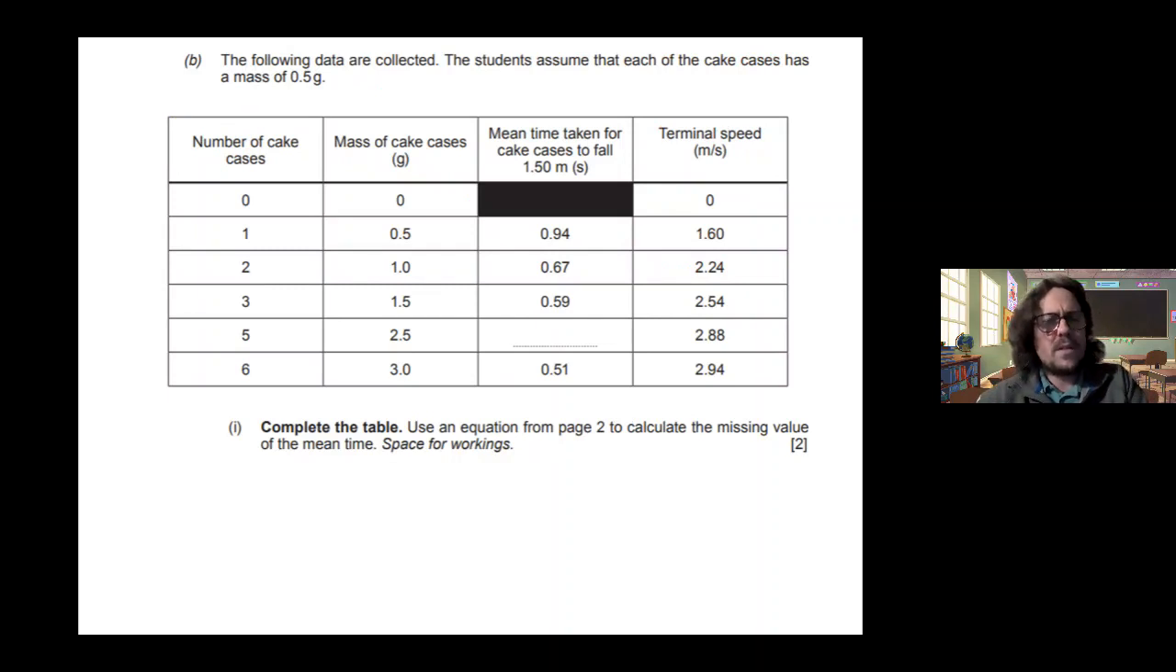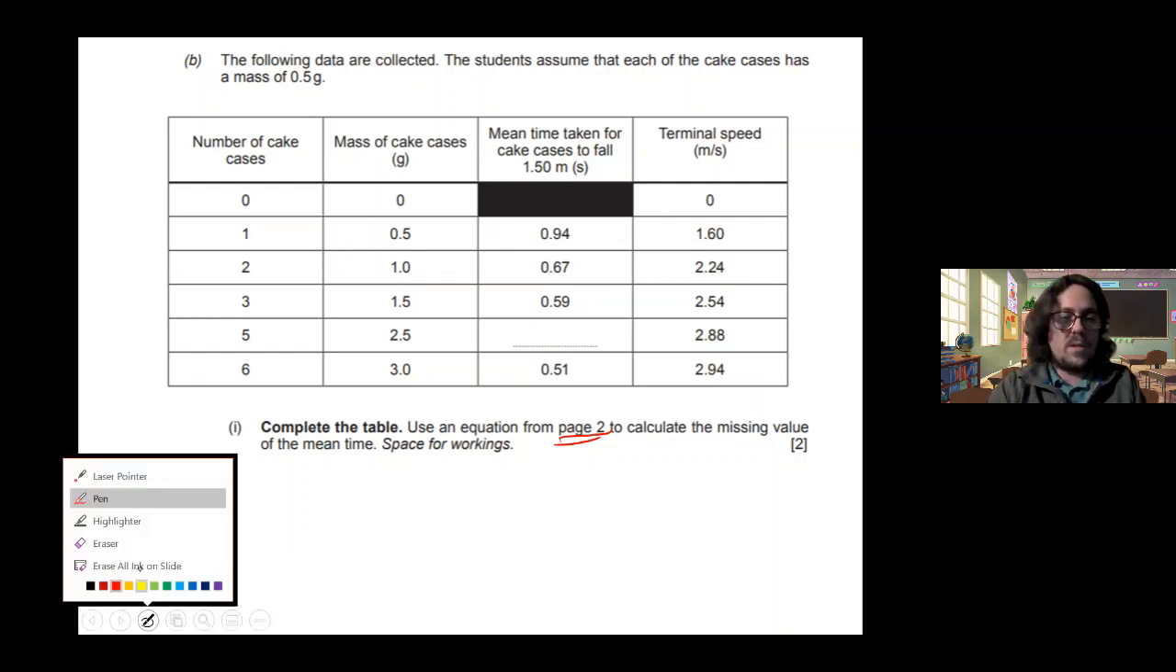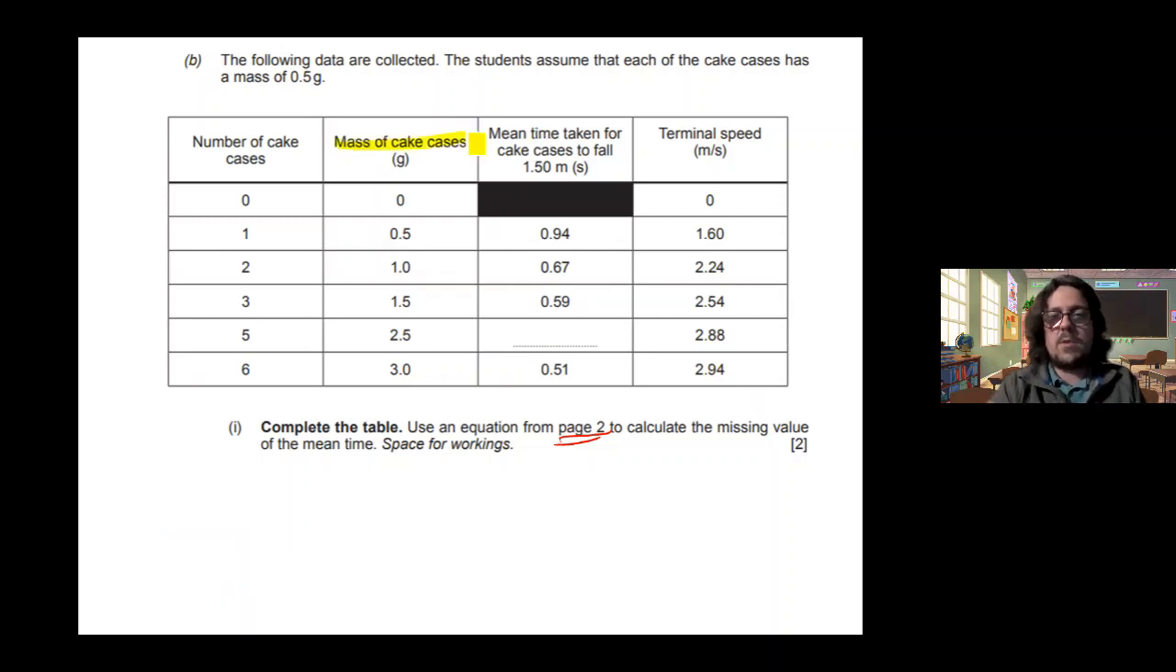The following data are collected. The students assume that each of the cake cases has a mass of 0.5 kilograms. Let's not worry about the context of the question. Some of you might have already done this prac. It's the one where you drop the cake cases. Great fun. Complete the table. Use an equation from page 2 to calculate the missing value of the mean time. Now, when you're presented with a table like this, and I'm sorry if I'm treading on your material here, Mr. Nettle, I do apologise. Well, just take a look up here at what these things are.